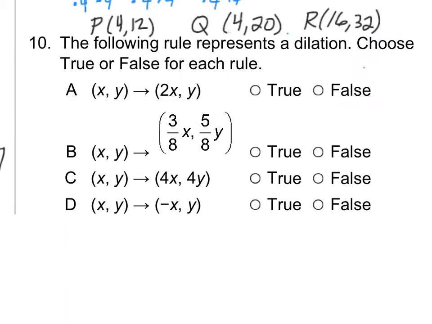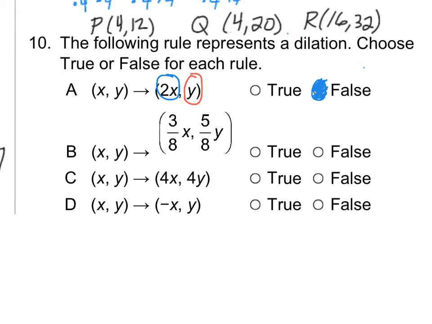Number 10. The following rule represents a dilation. Choose true or false for each rule. The rule is saying that for the x's, we need to multiply them by 2. And for the y's, we need to do nothing, leave them alone. In this rule, the answer would be false. Both numbers need to be multiplied by the same scale factor.